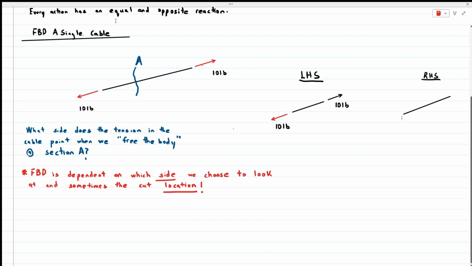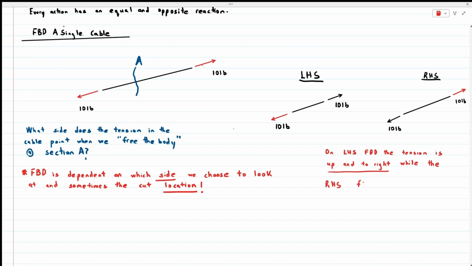What if we did the right-hand side free body diagram? Once we draw that external force of 10 pounds, by equilibrium we'll have an equal and opposite 10 pounds down and to the left. Now note, it's dependent on which free body diagram you're looking at. On the left-hand side free body diagram, the tension is up and to the right. But on the right-hand side free body diagram, the tension is down and to the left. The tension is, of course, the same magnitude, right? If you're in a cable, the tension is going to be the same everywhere. But the direction of that tension is going to change dependent on which side you're looking at.